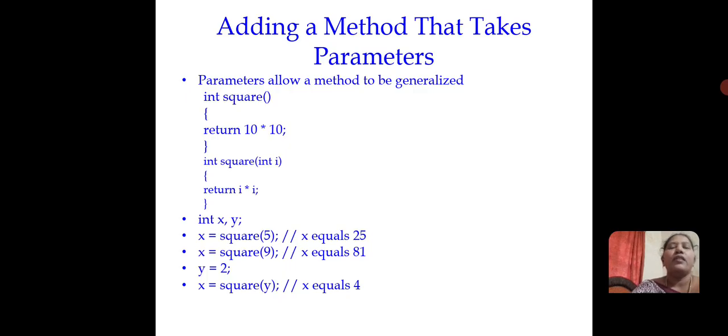For example, x equal to square(5). Here for the i value you are assigning 5. So 5 into 5 you will get 25. It will return 25. Similarly, x equal to square(9). So 9 into 9, it will return 81. In such a way you can add methods that take parameters.